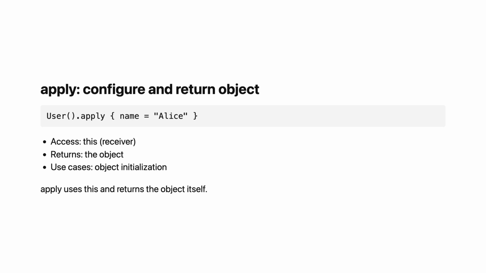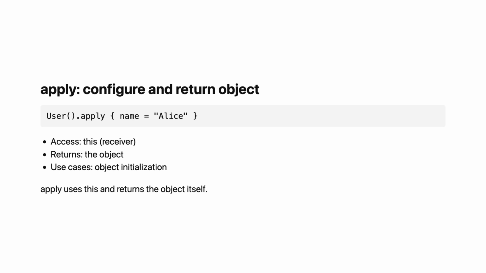Also passes the object as it, like let, but it returns the object itself, like apply. Val result = value.also { println(value + it) }. Inside, you do something with the object. Also returns the object unchanged.